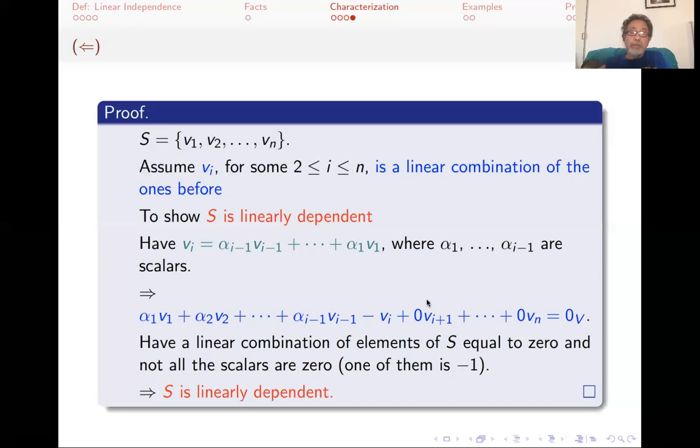And from now on, whenever we want to prove something is linearly dependent or independent, we can use this statement. This was if and only if. So it means that it's linearly dependent if any one of them is a linear combination of the ones before, and it's linearly independent if the first one is not the 0 vector, and none of the rest are a linear combination of the ones before.